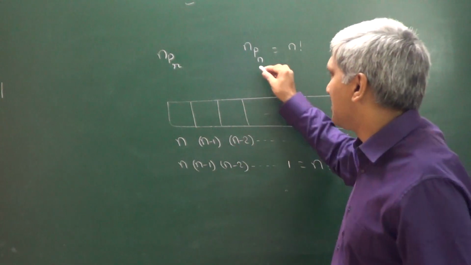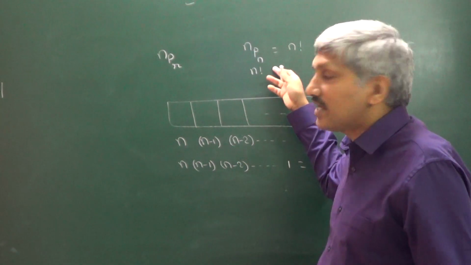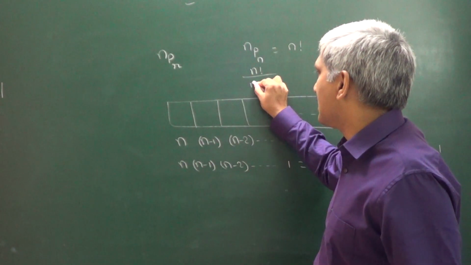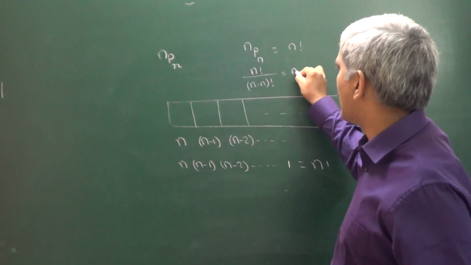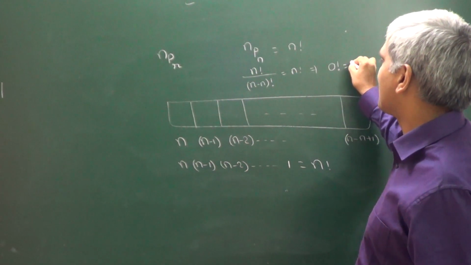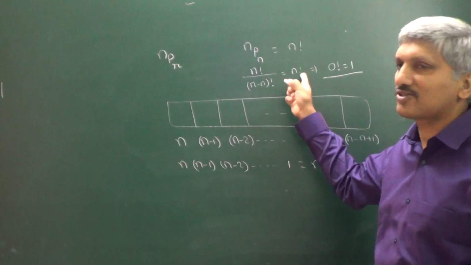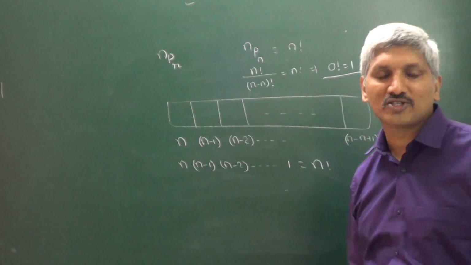From this discussion we can also say that the nPn formula is n factorial by n minus n factorial, which is equal to n factorial. From this also we can say 0 factorial is equal to 1, because n factorial on both sides we can cancel. 0 factorial is equal to 1.